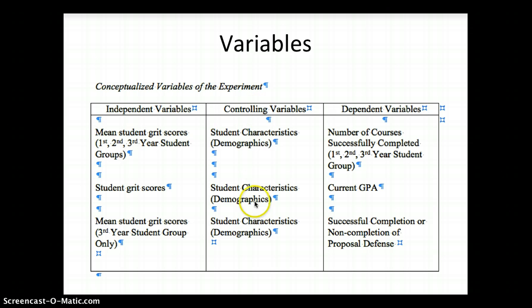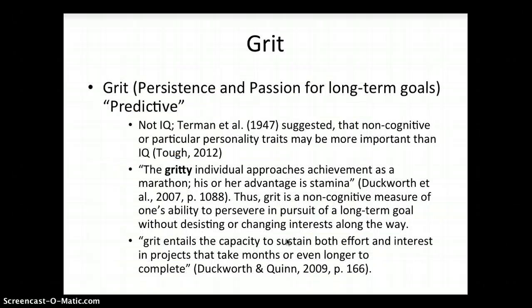The controlling variables are those things that are in the middle that I need to take into account for, such as student characteristics, because maybe perhaps it's not grit that's influencing, perhaps really it's just that certain demographics or a certain kind of student might exhibit these differences in these groups. Same thing over here with the student grit scores along here. So I need to take into consideration those controlling or mitigating variables. I'm not going to show you the video.